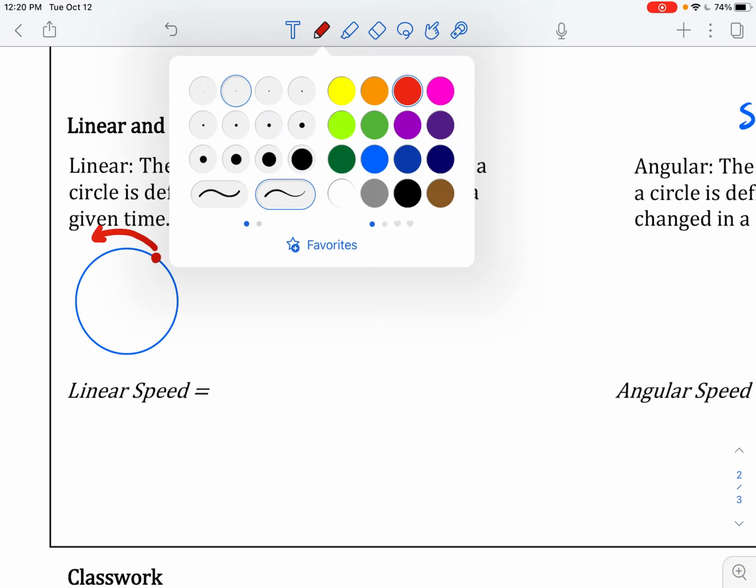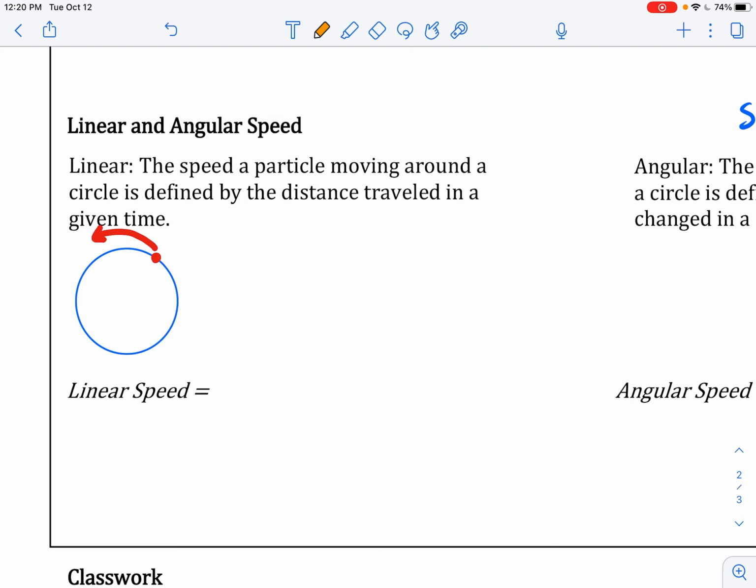On the other hand, if you had something like angular speed, what we would be seeing is over a certain amount of time, and let me make that theta a little bit more clear, over a certain amount of time, how much angular space, if you will, has been covered.